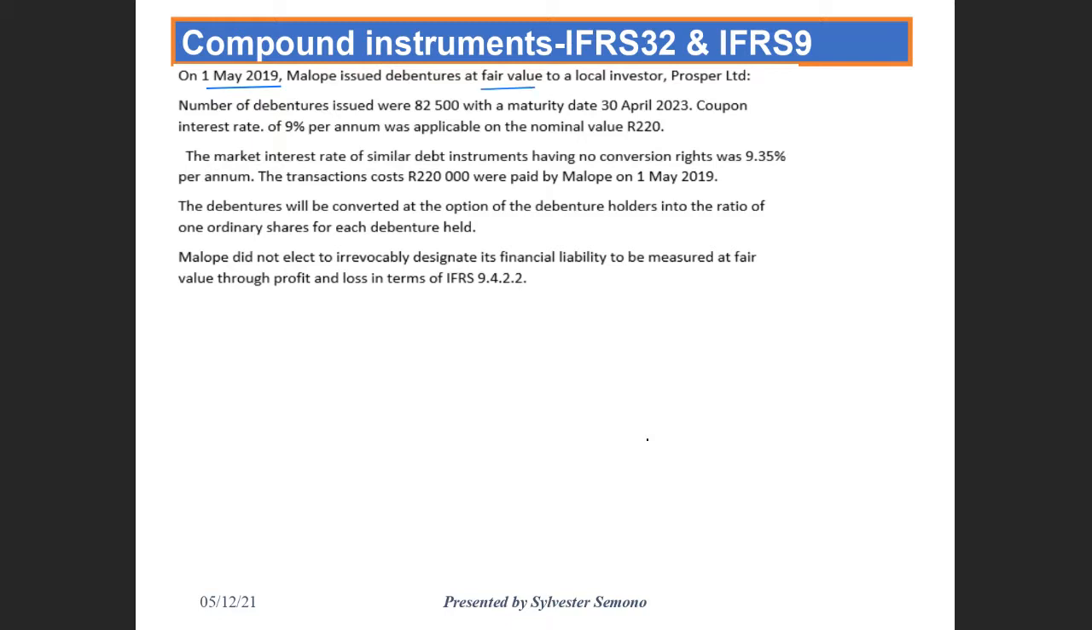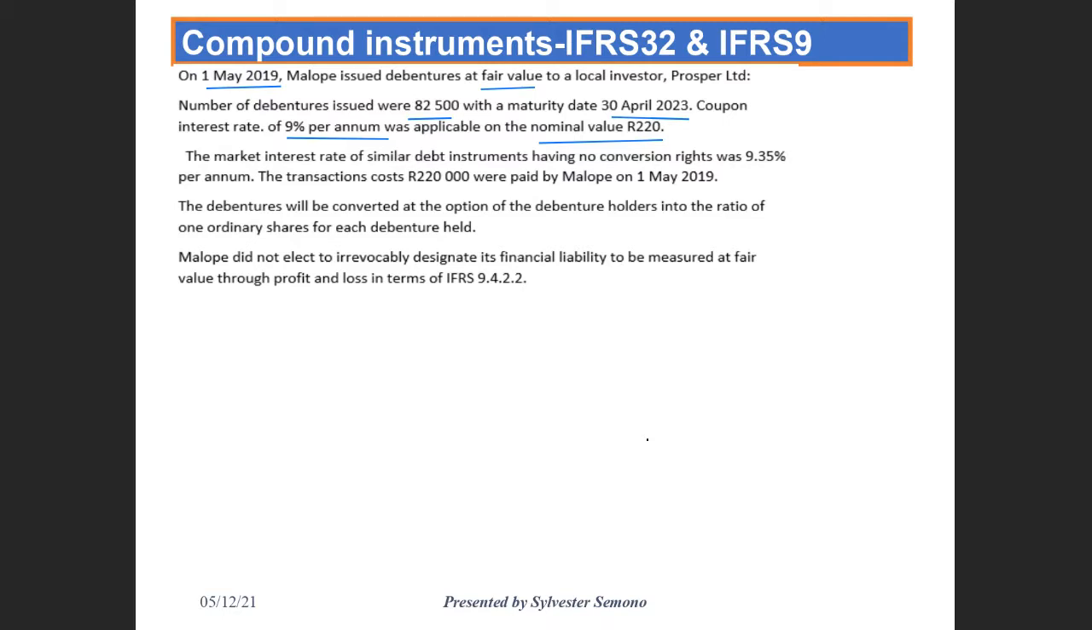to a local investor, Prosper Ltd. The number of debentures issued was 82,500, and they will mature on the 30th of April 2023. The coupon interest rate is 9% per annum, and the nominal value of that was how much? Was 220. So obviously here we're just trying to analyze the information.